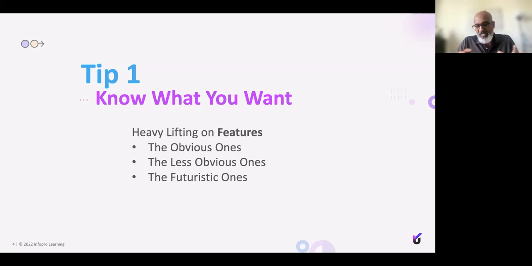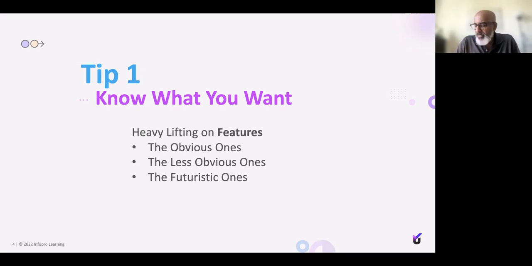And I'm categorizing this into three distinct sets. One I'm calling the obvious ones. These are the regular ones. As an LMS, it must have a few features. For example, it must have the ability to share content, to upload the content, to share the content, and so on and so forth, right? So that is a very obvious one.